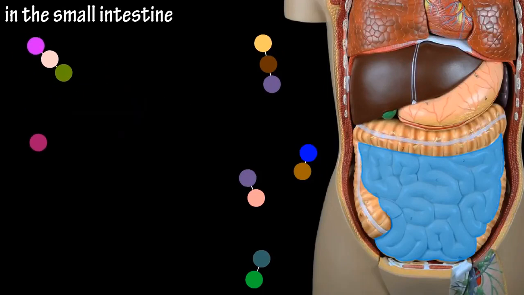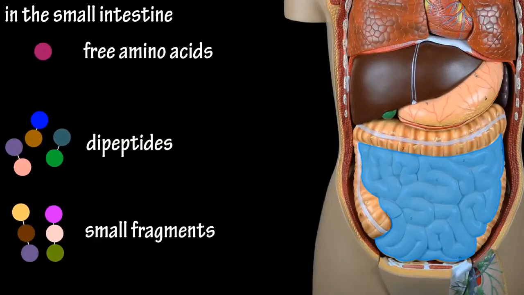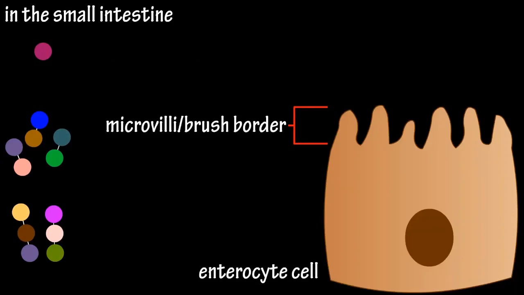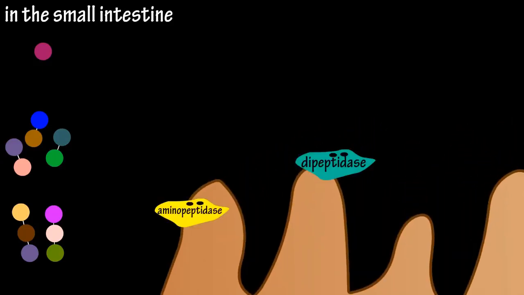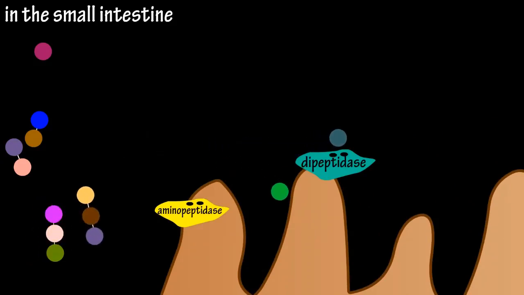at a time. So at this point there are free amino acids, dipeptides, which are two amino acids bonded together, and small peptide fragments. The brush border, or microvilli, which are tiny hair-like projections located on the enterocyte cells of the small intestine, also contain enzymes that finish the breakdown process. The brush border enzyme dipeptidase breaks the bond between dipeptides, and aminopeptidase acts on a specific end of a fragment, releasing one amino acid at a time.